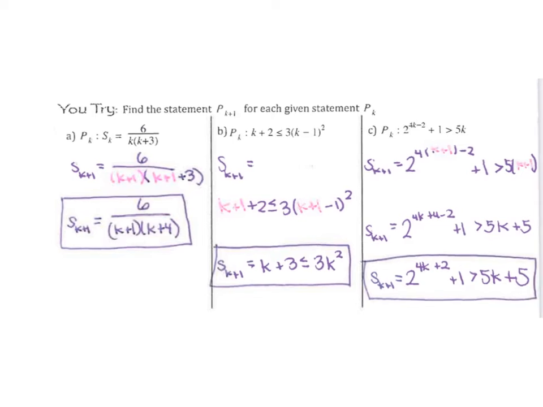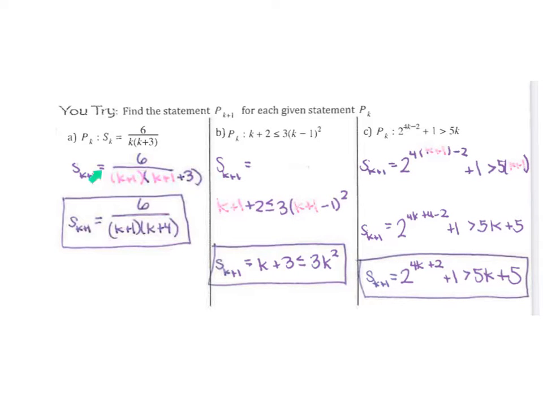Okay, trying this out, you should have gotten for letter A, 6 over (k plus 1) over (k plus 4). Letter B, you should get k plus 3 is less than or equal to 3k squared. And then for letter C, you should get 2 to the 4k plus 2 plus 1 is greater than 5k plus 5.